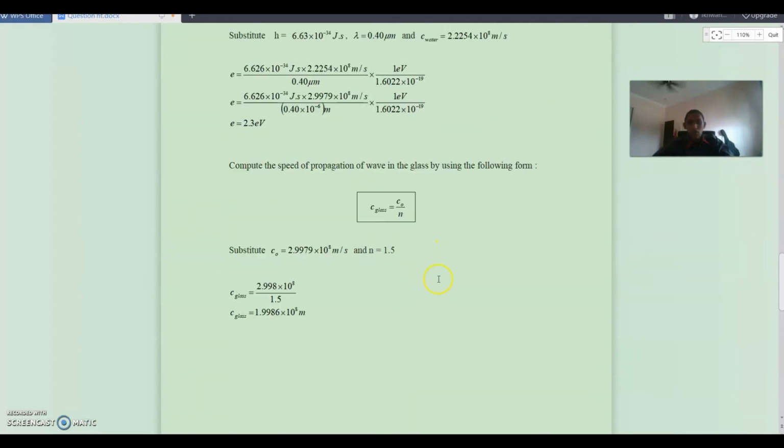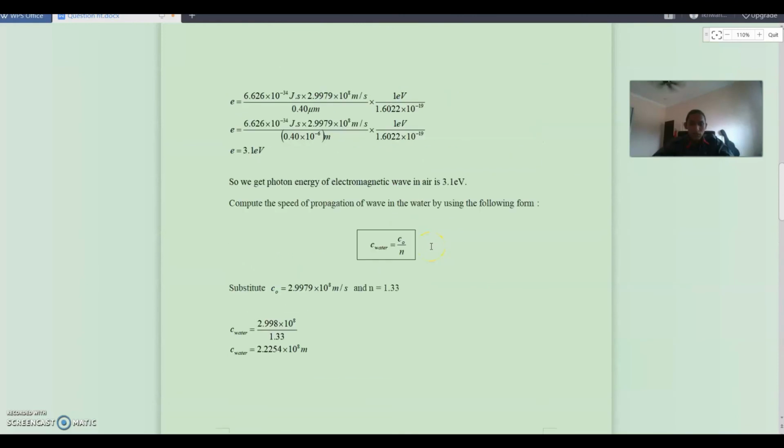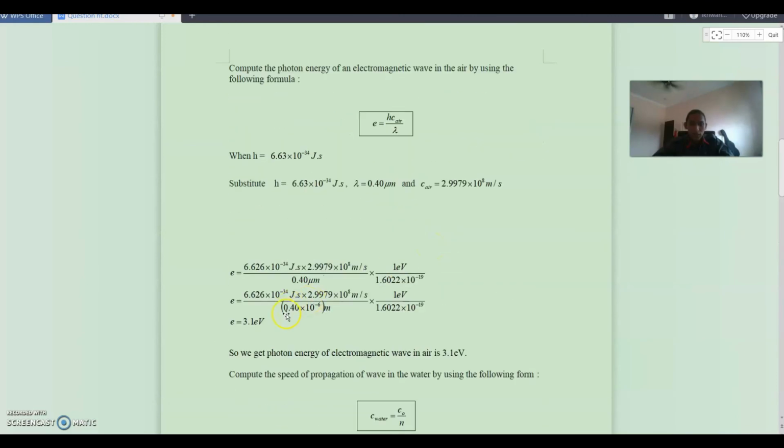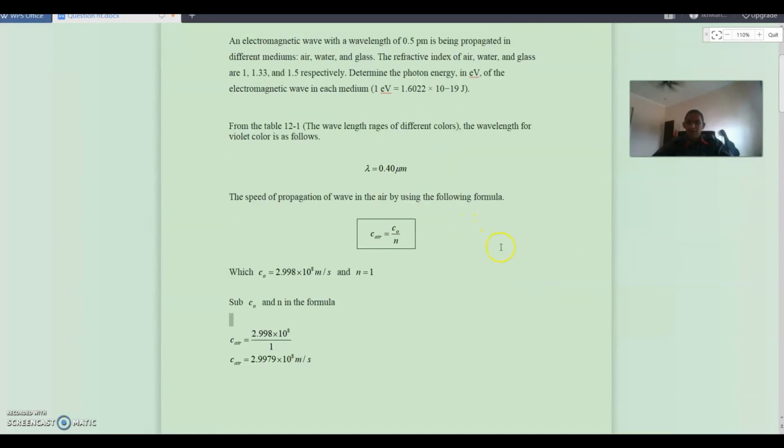So when we calculate all the values of the photon energy, we get that the photon energy of air is the highest compared to the water and the glass. So that's all for me.